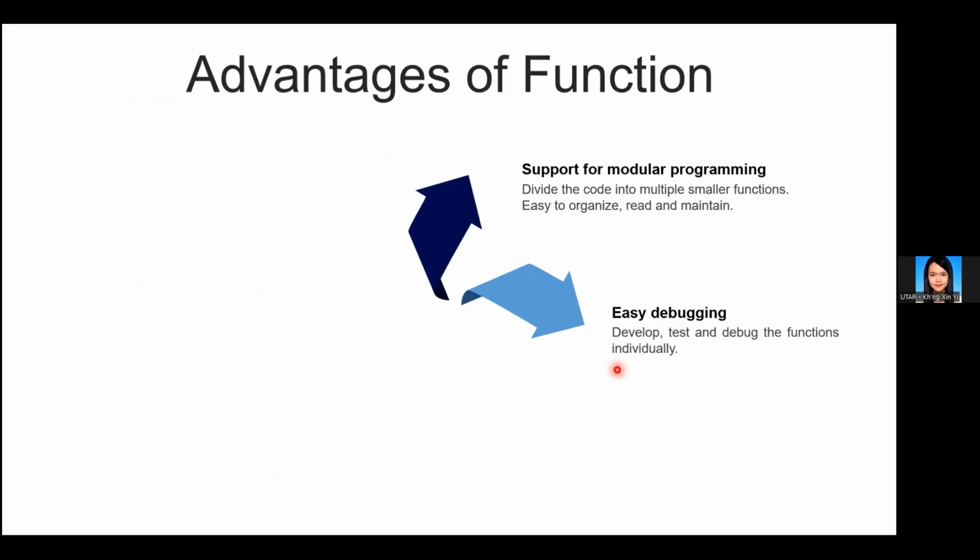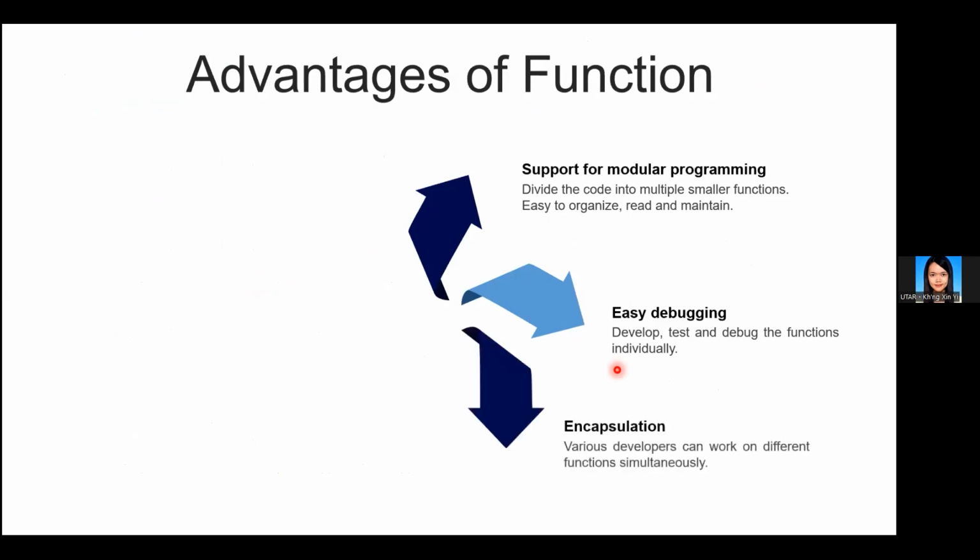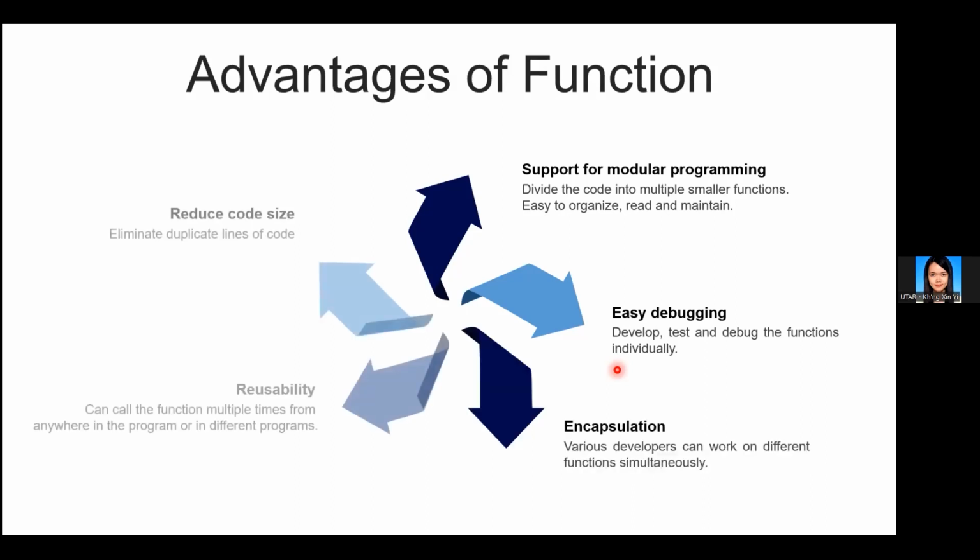And then the third advantage is encapsulation, because different programmers like us can work on different functions simultaneously. So this can actually produce efficient work. And then the next part is reusability. So what does reusability mean? That is, we can reuse the code multiple times. Whenever we need the function, we just need to call it from anywhere in the program or maybe in a different program.